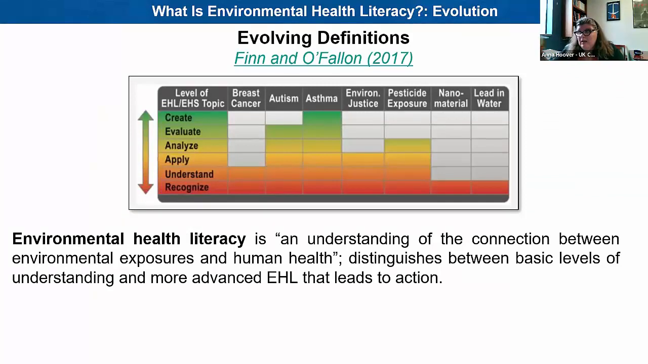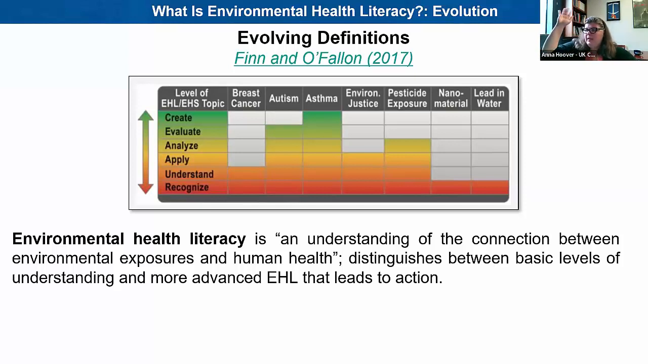In 2017, the NIHS program officer, who had been trying to pull people together around this, and another program officer at NIHS came together to write an important paper. This is really one of the foundational texts in the field. And it was really laying out their vision of what environmental health literacy was and could be to the field. What they did in this paper was they adapted Bloom's taxonomy.